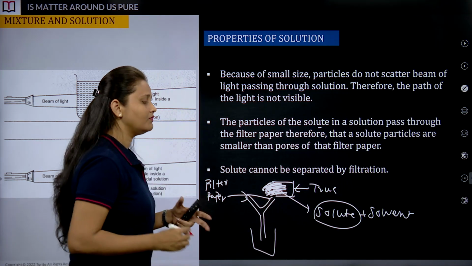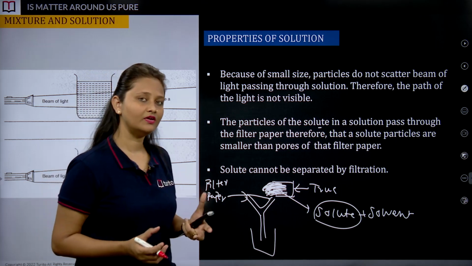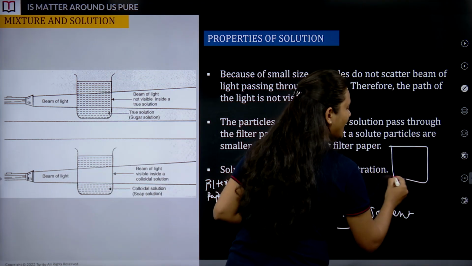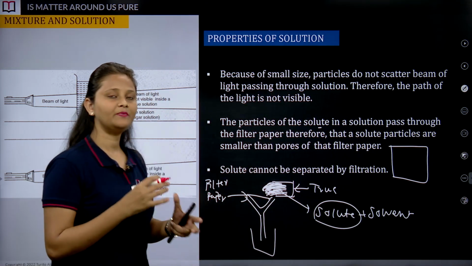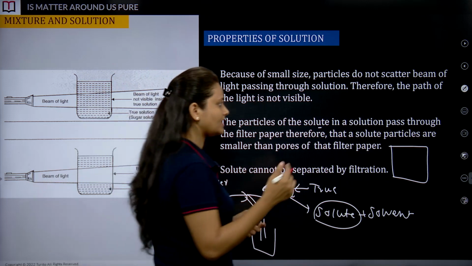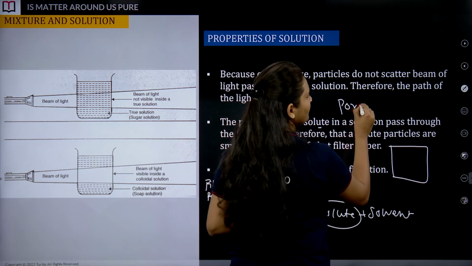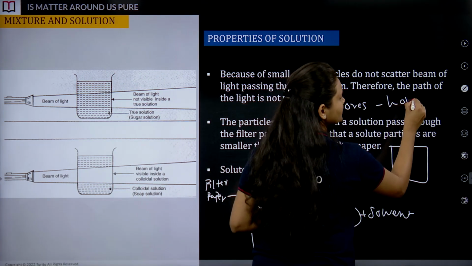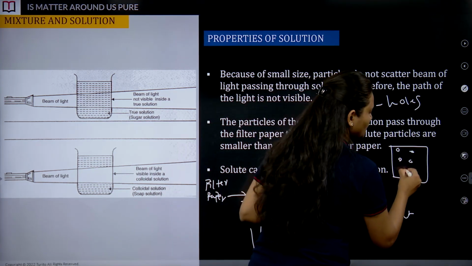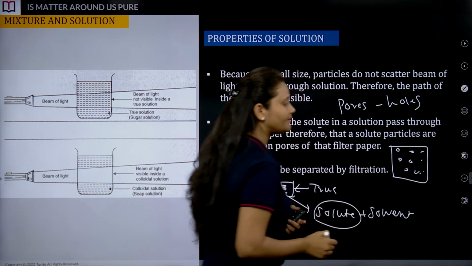Now, tell me, what do you mean by filtration? What happens in the filtration? Suppose this is a filter paper, there are different types of filter papers based on their porosity or size of their pores. Pores as in what? Holes which are present on the filter paper. Okay. So, definitely there will be some pores, there will be some holes, right?